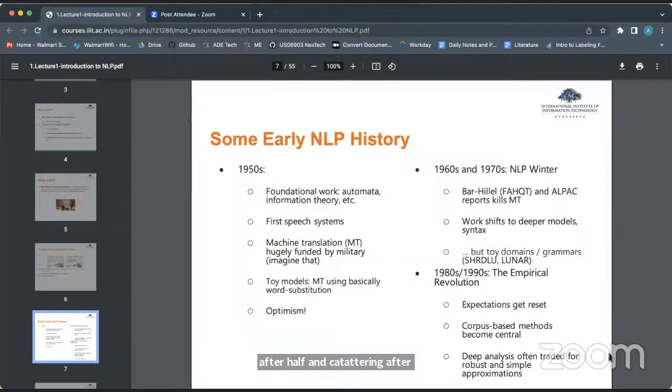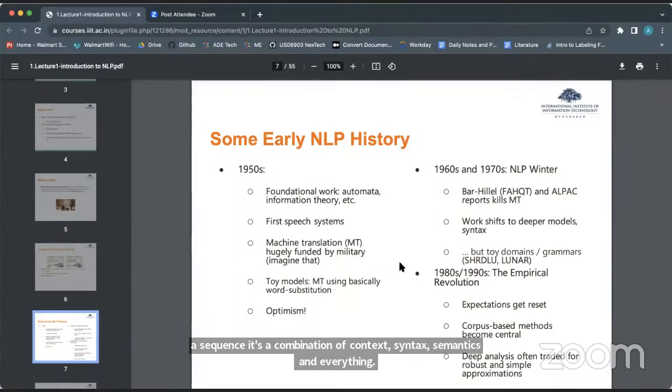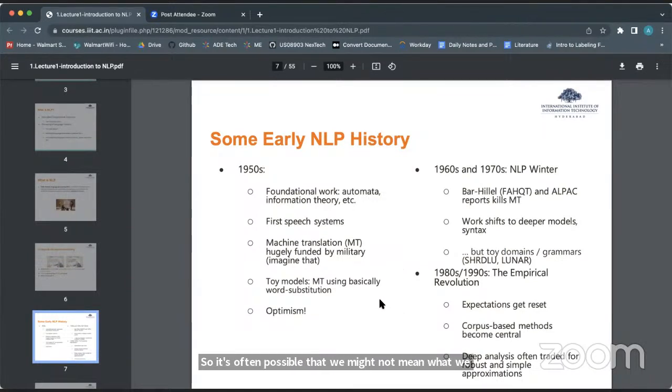It started as a sequence. People assumed language is a sequence, at least that's how they started to let the model know. After that, many complicated systems came along, and people also understood that language is not just a sequence; it's a combination of context, syntax, semantics, and everything. It's often possible that we might not mean what we say, so we have to take care of that. In speech we can highlight certain words, which is not possible in text. That comes under pragmatics. So there are multiple concepts that came after people started working in NLP.